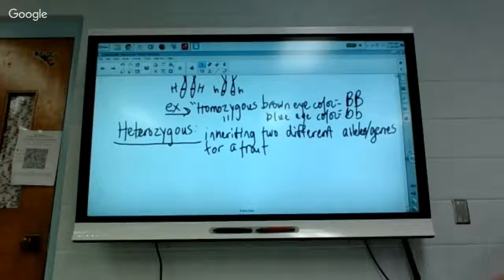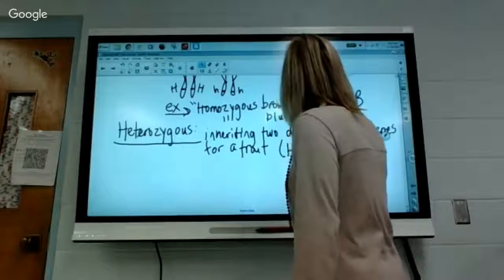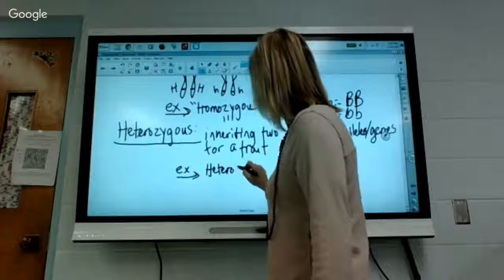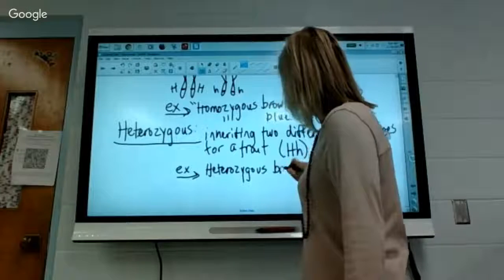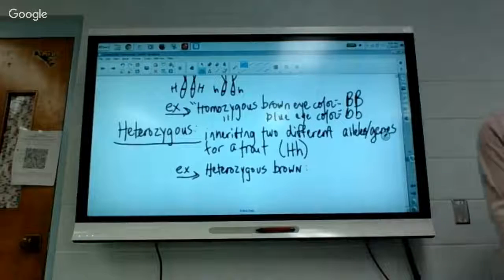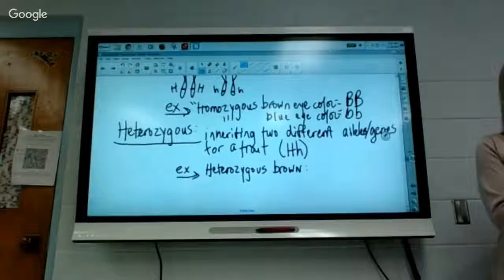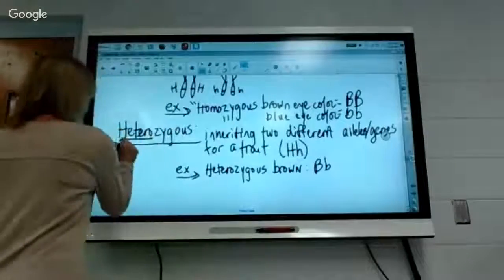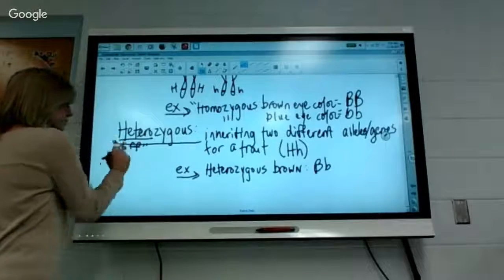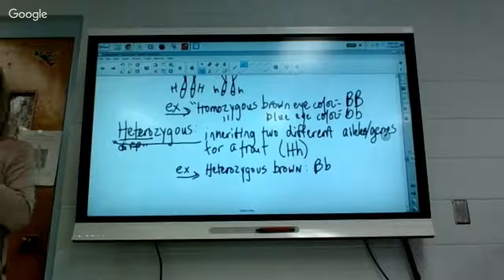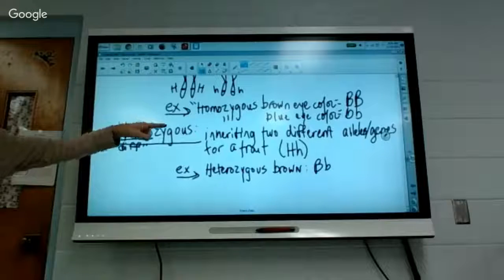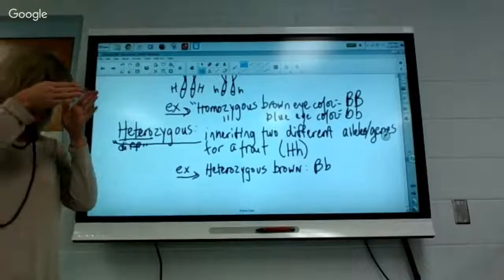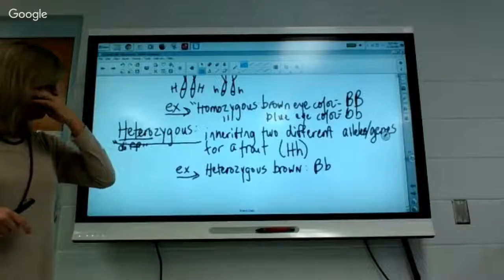Okay, so big H, little h, or if we say heterozygous brown, how would you write it? Yep, you got it. So hetero is different. Okay, so we've got homozygous, heterozygous, and that describes anytime we're talking about the letters of those genes. When you see big H, little h, you're seeing just the genes, how we label them, but it's not what they look like.